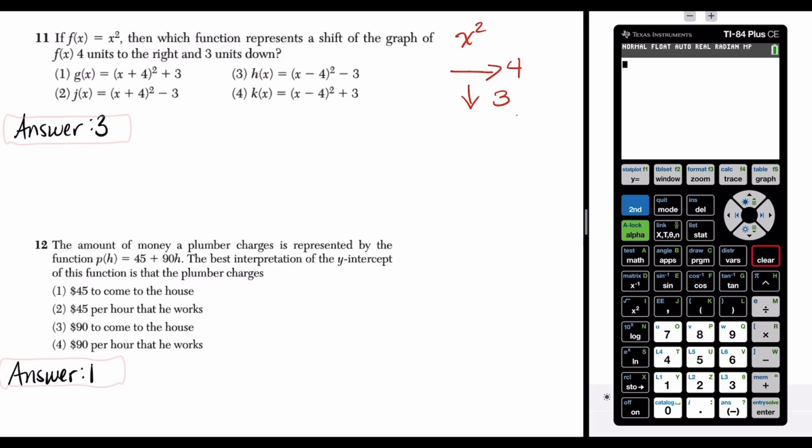So one thing to know is that you might have your form like (x + h) squared, and then plus k. So this number h is going to tell you if you're going left or right. If the number is a positive number, it's going to go to the left. If it's a negative number, it's going to go to the right.